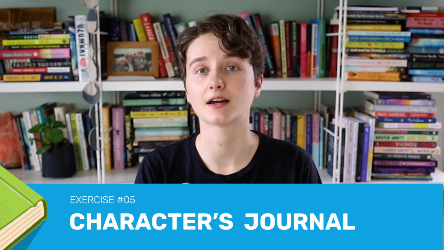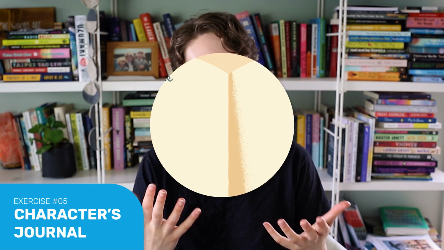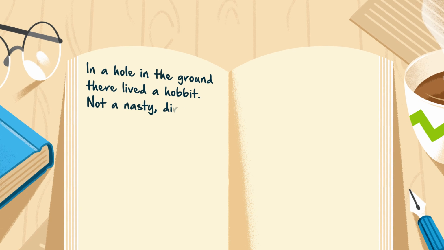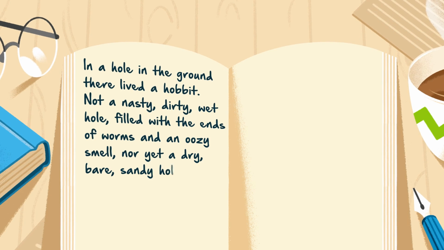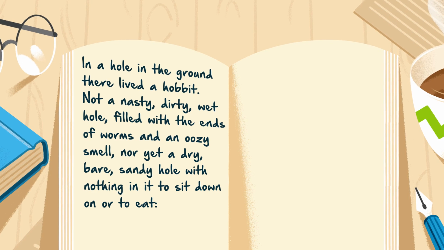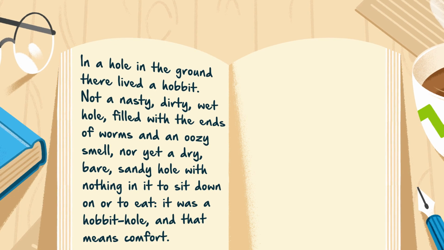The next exercise is to peek into your character's journal. Imagine your character keeps a diary. Now, of course, the odd novel is going to be written in diary or journal form anyways, but assuming that your book is not written in the epistolary form, imagine that it was and write a few journal entries from your character's perspective.